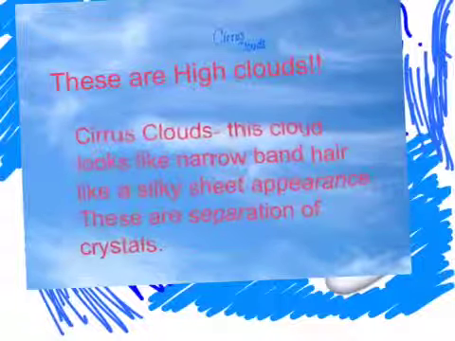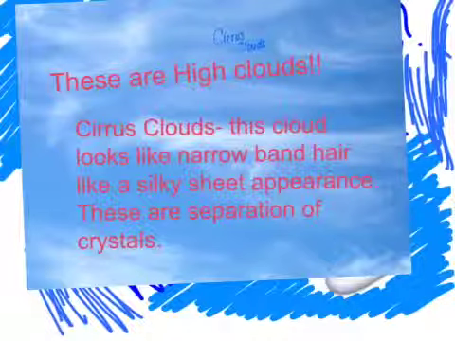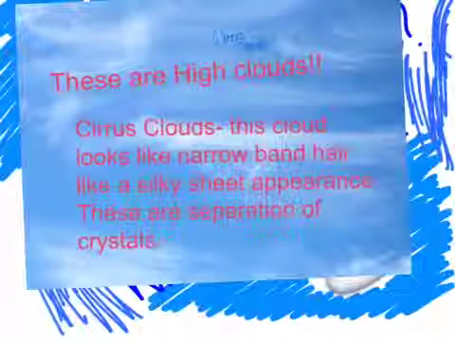These are cirrus clouds. These are high clouds, and cirrus clouds, this is a cloud that looks like a narrow band of hair, like a silky sheet appearance. These are a separation of crystals. These are cirrostratus clouds. They are transparent with whitish veil clouds, like fog. And this is also a high cloud.